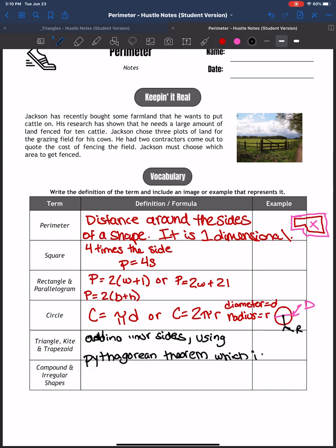which is a squared plus b squared equals c squared. Your leg plus your leg equals your hypotenuse. And then you also have compound and irregular shapes where you're just adding up the sides, either adding or subtracting partitions of area.